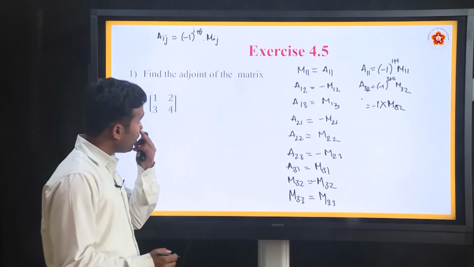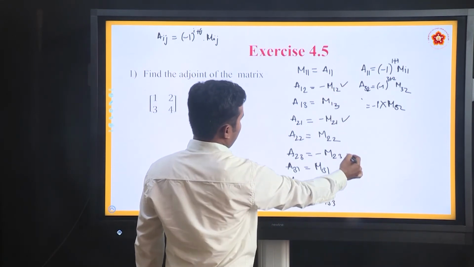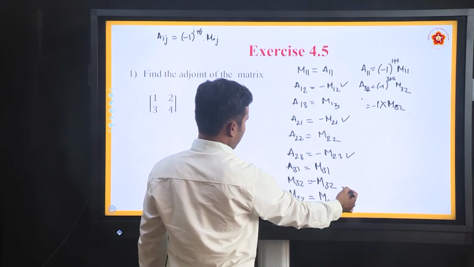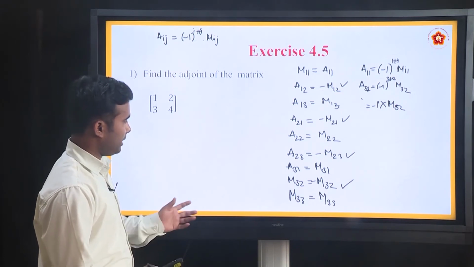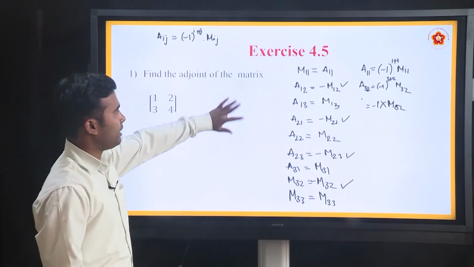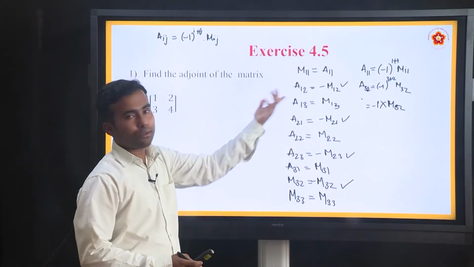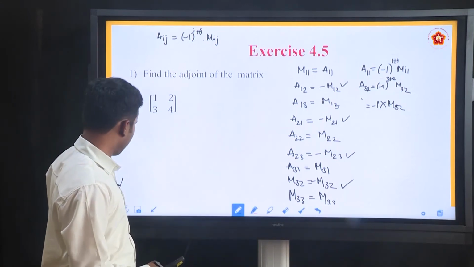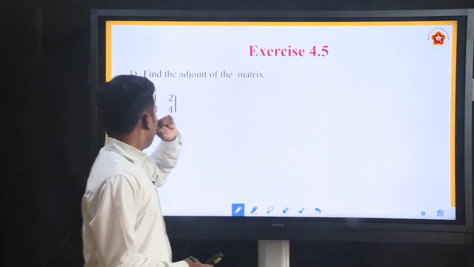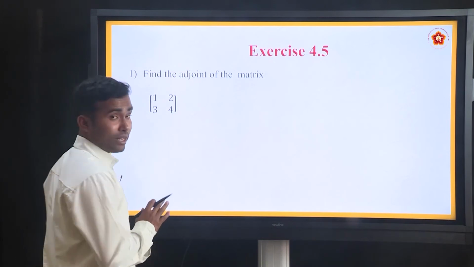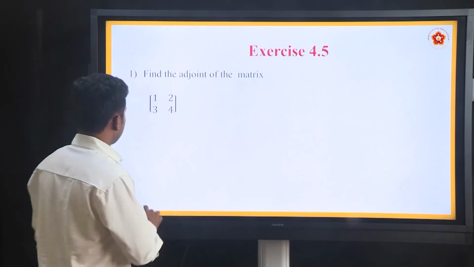See, where did we get negative ones? 12, 21, 23, and 32. These are the 4 elements we got as negative. The rest are all as they are, where minor is equal to cofactor, and cofactor is equal to minor. Okay. So with this we will try to find the cofactor elements first. Okay. See, I'm not going to write the cofactor elements directly. I'll start off with the minors, thereby you will understand.